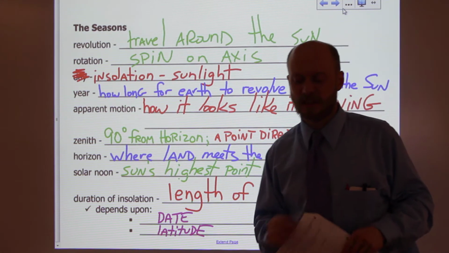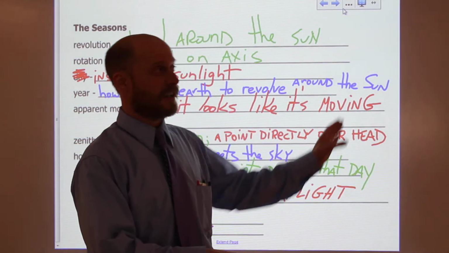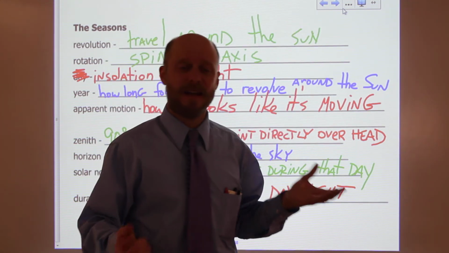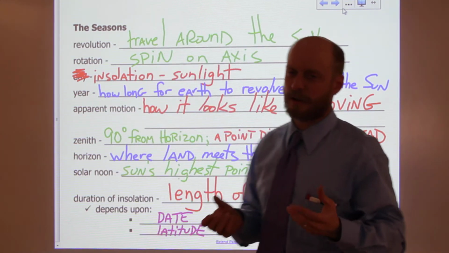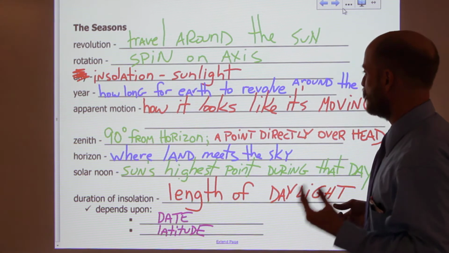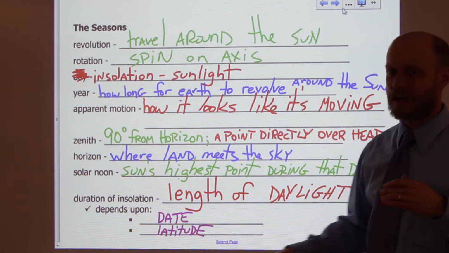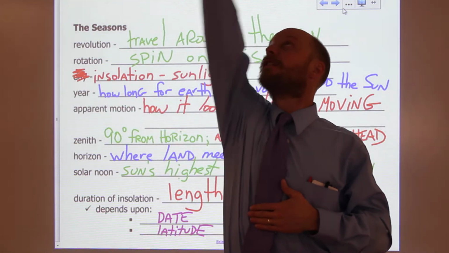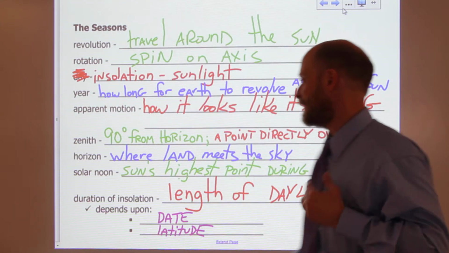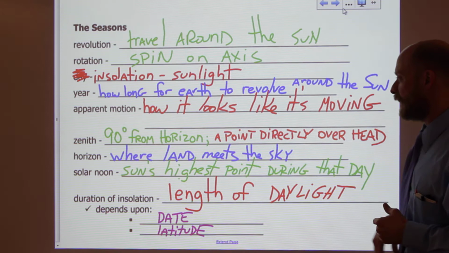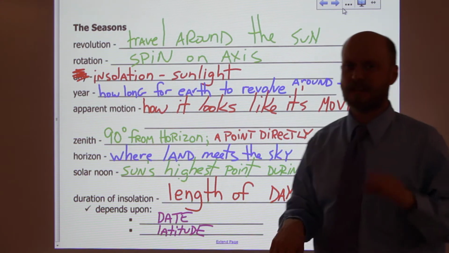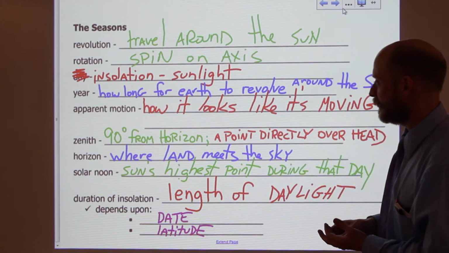We say that the apparent motion of the sun is that it rises and sets through the sky. Now, the sun is not actually going around Earth, but that's the way it looks for us on Earth. Zenith is our location directly overhead, 90 degrees up from the horizon. That's what the zenith is, a point directly overhead. The horizon is where land meets the sky. I'll show you some pictures of that in just a second.